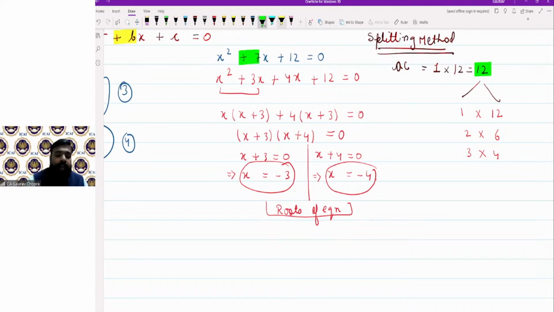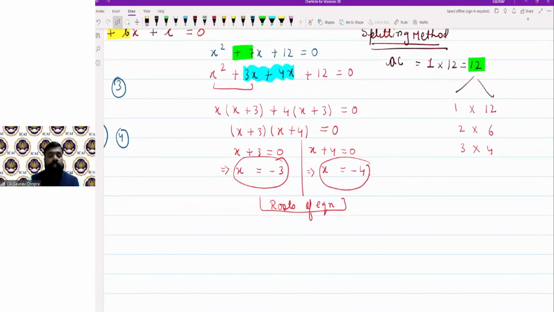So you can write 3 and 4 in any sequence. So Sadhana is asking, do we write the larger part first and smaller later? You can write it in any way, it makes no difference. पहले आपने 3x लिखा, बाद में 4 लिखा, या पहले 4x और बाद में 3x, एक ही बात है. It will make no difference. Okay. So the result is -3 and -4. This is the splitting method.